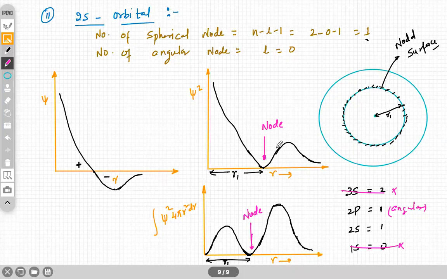We have sphere, dumbbell, double dumbbell, leaf-like structure. So an angular node has a complex shape. That's why we don't draw angular nodes on paper, because of the complexity. One simple thing: since the graph is given, we only have the spherical node possible, which is there in 2s, hence the answer is this. So this kind of question you will get based on the graph.